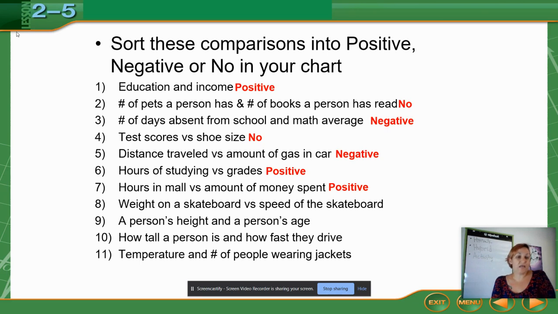For number 8, I believe we were thinking just a skateboard on a nice flat surface, not like going down a hill or anything like that. So the weight of a skateboard and the speed of the skateboard, usually the more it weighs, the slower it goes. So that would be a negative correlation.